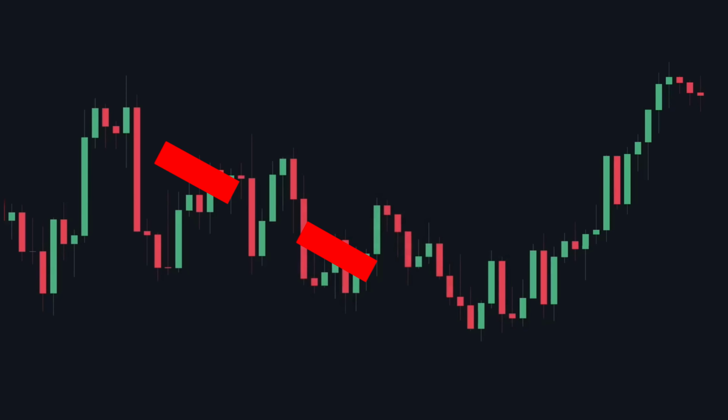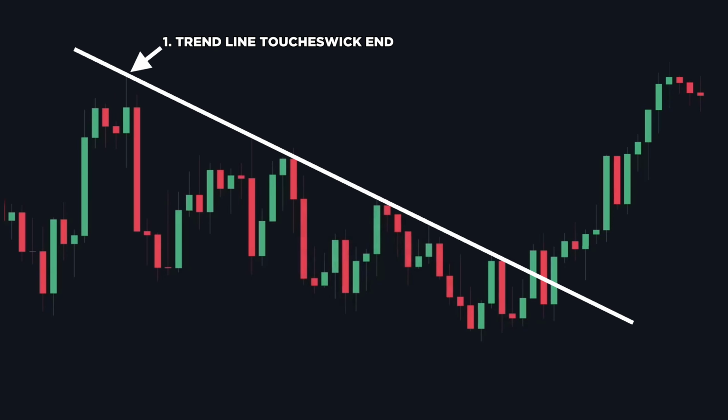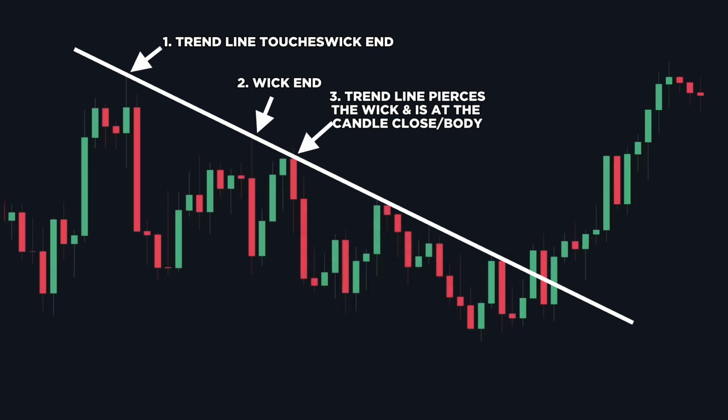So here was your clear downtrend, and in order to hit all these points here, this is where you would have placed your trend line. Now notice how this point here, the trend line is at the wick end, and again at this point here, the trend line is at the wick end. Now at this third point, the trend line is piercing the wick and touching the candle body, which is necessary in order to be able to hit the following points.